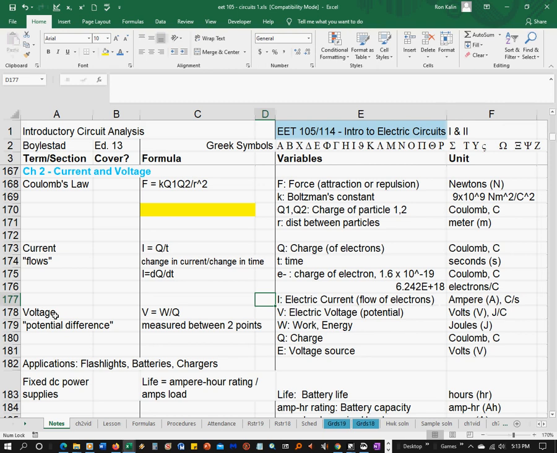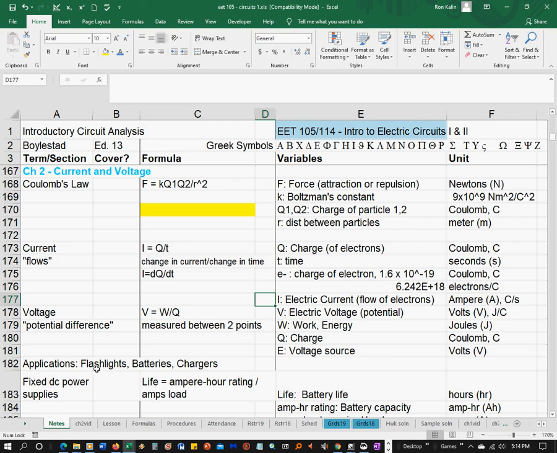Another concept is voltage. It's the potential difference. It's measured between 2 points. The formula is V equals W divided by Q, where V is the electric voltage potential in volts or joules per coulomb. W is the work or energy in joules, capital J. Q is the charge in coulomb C, and E would be a voltage source in volts also, capital V. The difference between V and E being this would be a source in the circuit. V can be any voltage in the circuit.